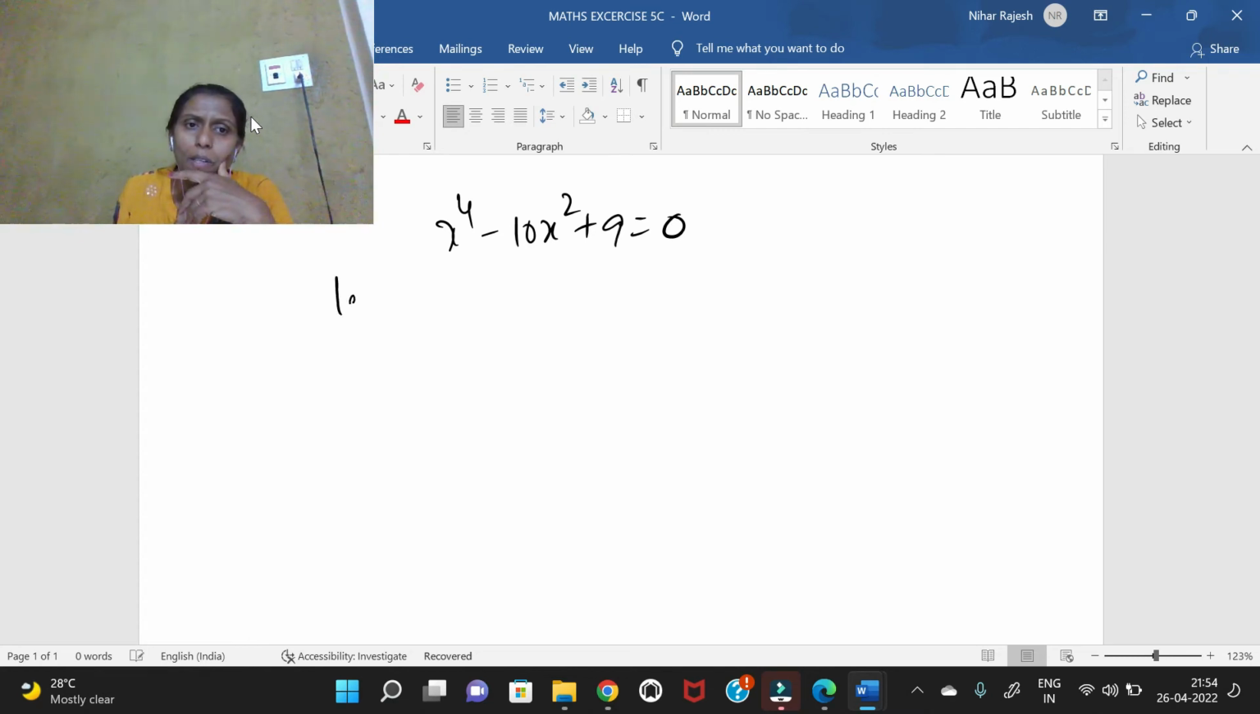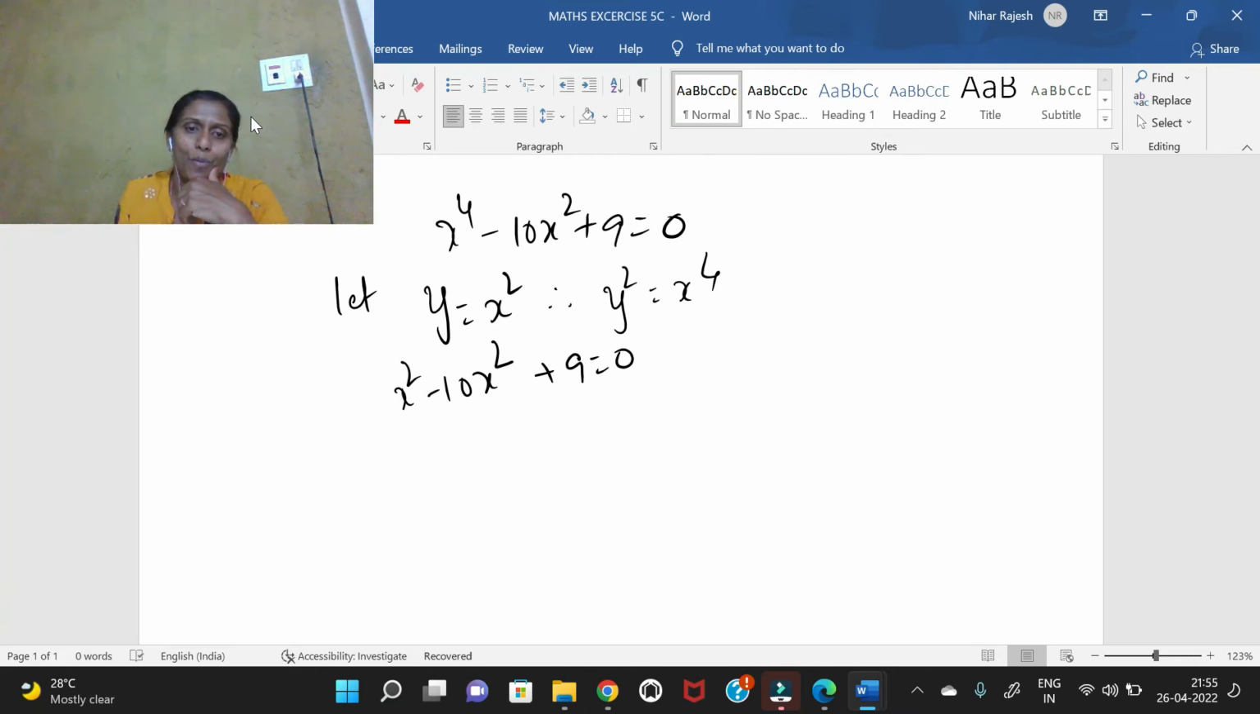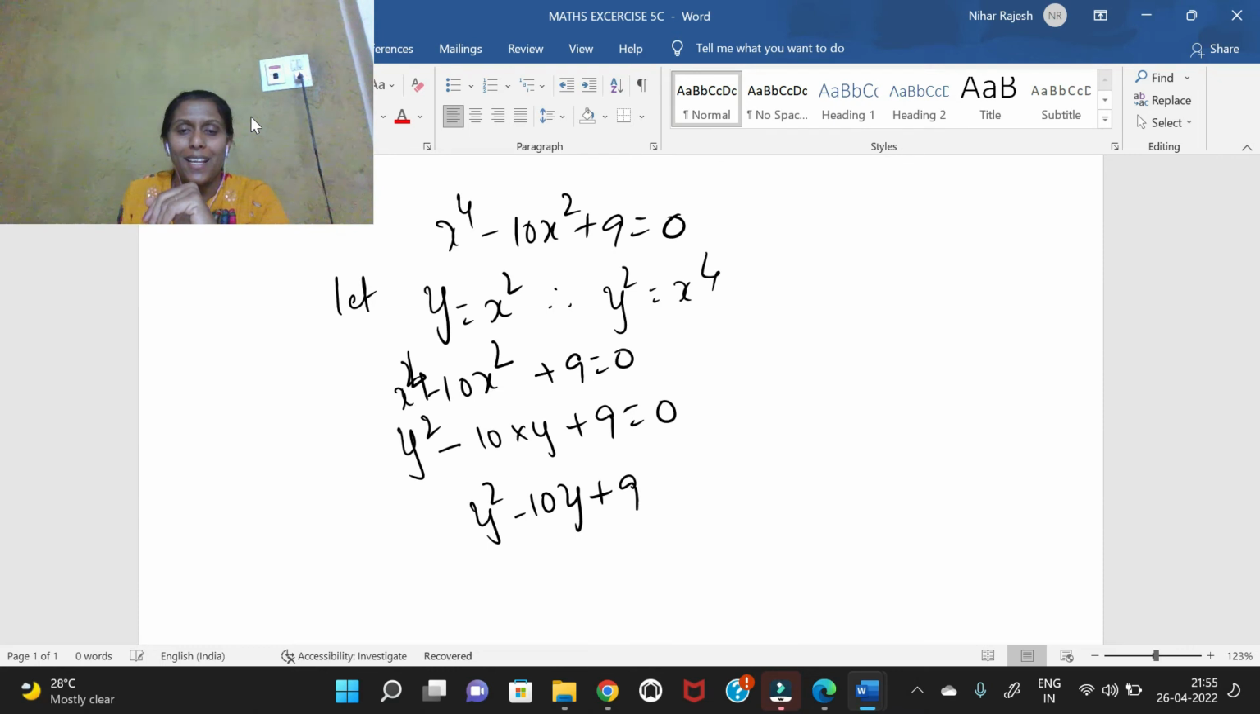Why don't I say let y is equal to x square? Then what happens? Now y square is equal to x to the power 4, right? I am just squaring on both the sides. So y square becomes x to the power 4. So if that's the case, x to the power 4 is y square, and what was x square? y. So y square minus 10 into y plus 9 is equal to 0. So, y square minus 10y plus 9 is equal to 0.